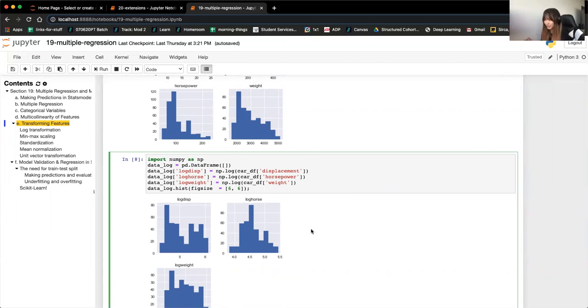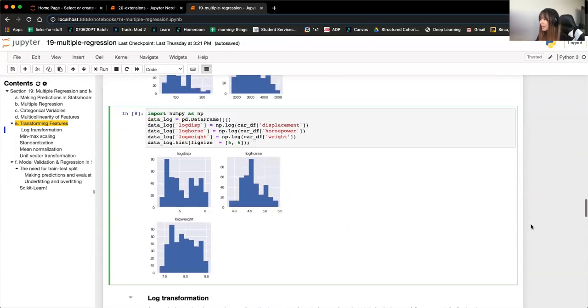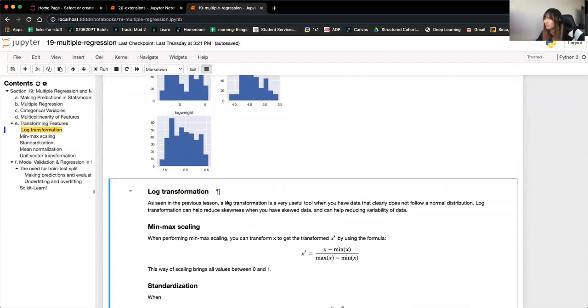So log transformation is definitely something you can try. Sometimes it makes your model better, sometimes it might not. But transformations are something to be very aware of. Here, very quickly, you can see that log transformation is useful when you don't have a normally distributed feature, reduces skewness, and reduces variability.